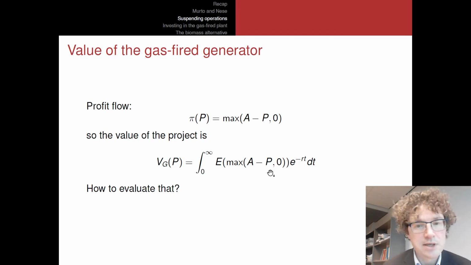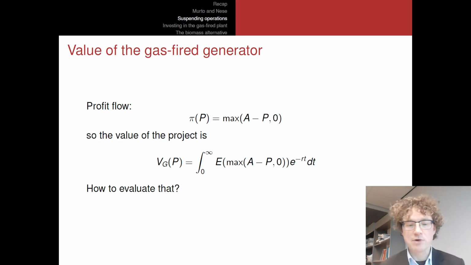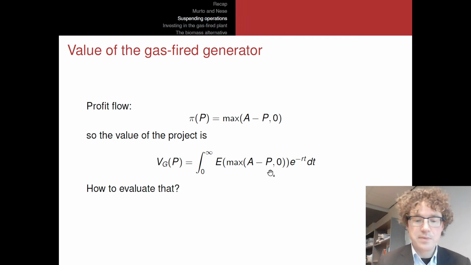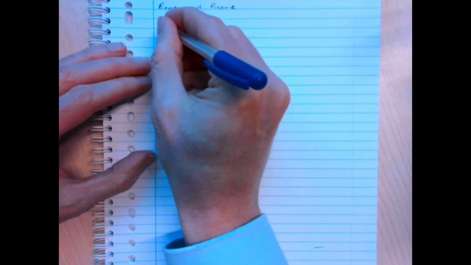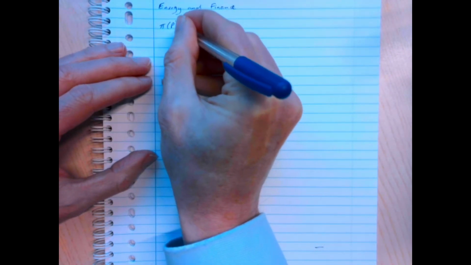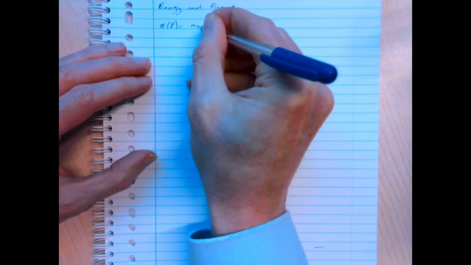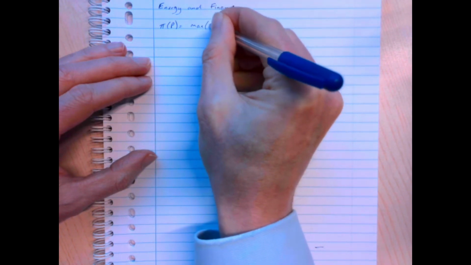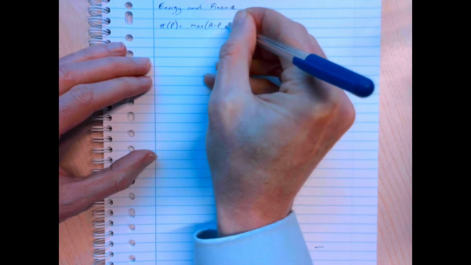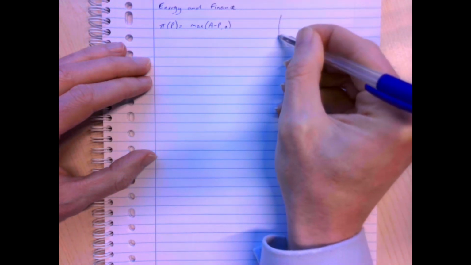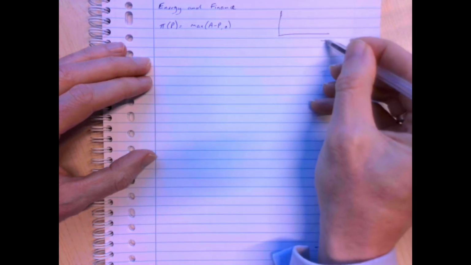The question is, if we want to know the value of the plant, we need to do this integral essentially. Now, is that easy? Well, let's have a look at what this means. What was this profit flow? Pi of P is the max of A minus P and 0. Let me draw that over here just to get some intuition.